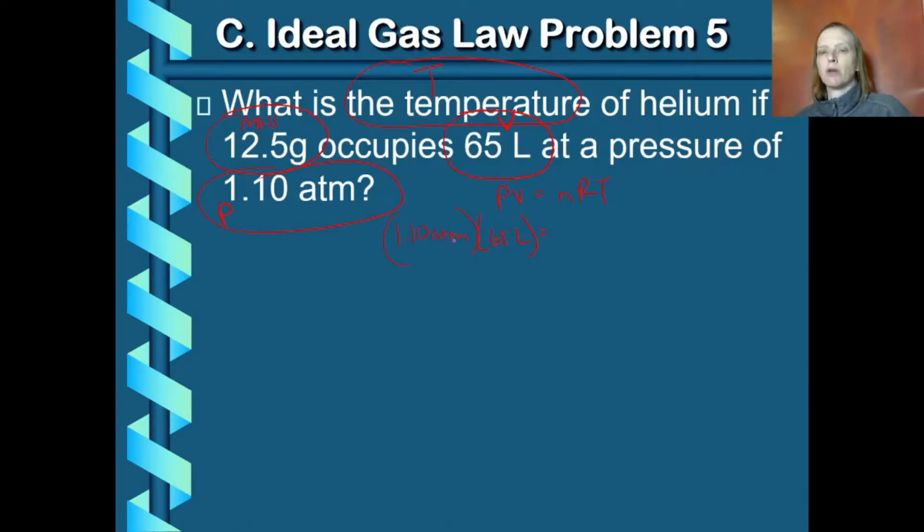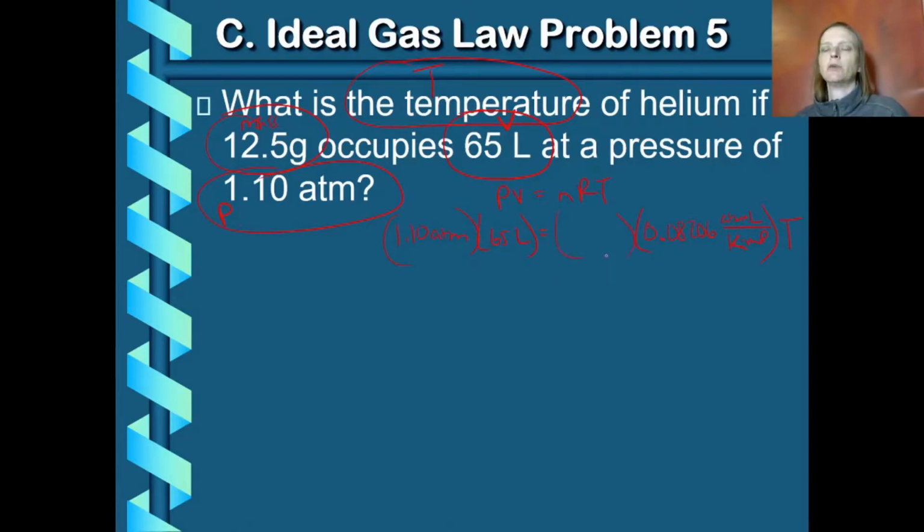But because my pressure is in atmospheres, I know that I must use my R value of 0.08206. And the units for that are atm liters over Kelvin moles. And my temperature is what I'm trying to solve for, so I'll leave that as the letter T.